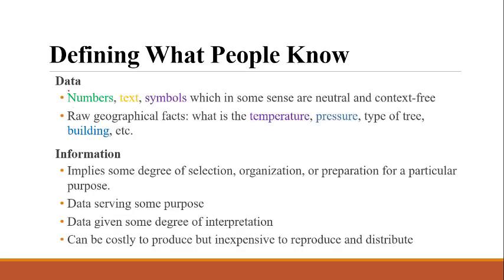Looking at them one by one, what is data? Numbers, text, and symbols which in some sense are neutral and context free. It can be data about a geographical feature, such as temperature, pressure, type of tree, building, etc. So what is information? It implies some degree of selection, organization, or preparation for a particular purpose. It can be data serving some purpose, data given some degree of interpretation, and it can be costly to produce but inexpensive to distribute.